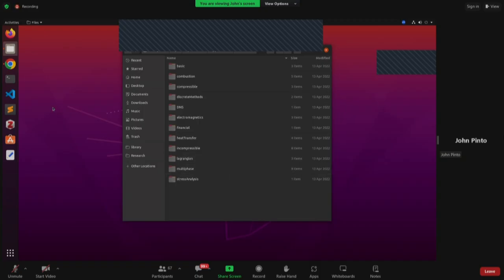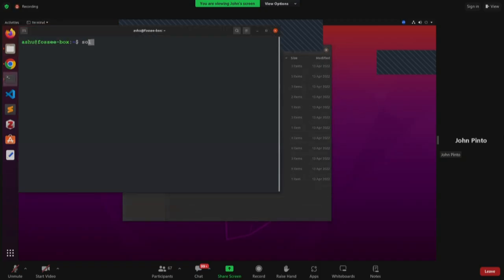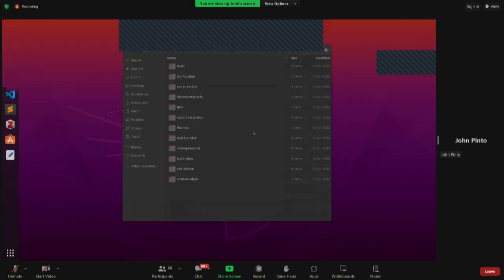If you don't know the path, open your terminal and just type solver. It will show you the path for the solvers. So solvers is in /opt/openfoam9/applications/solvers. So this will give you the path.